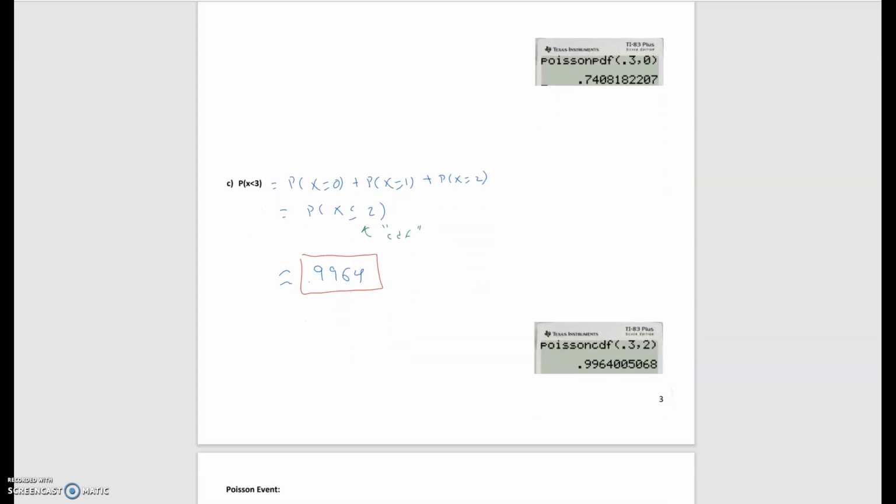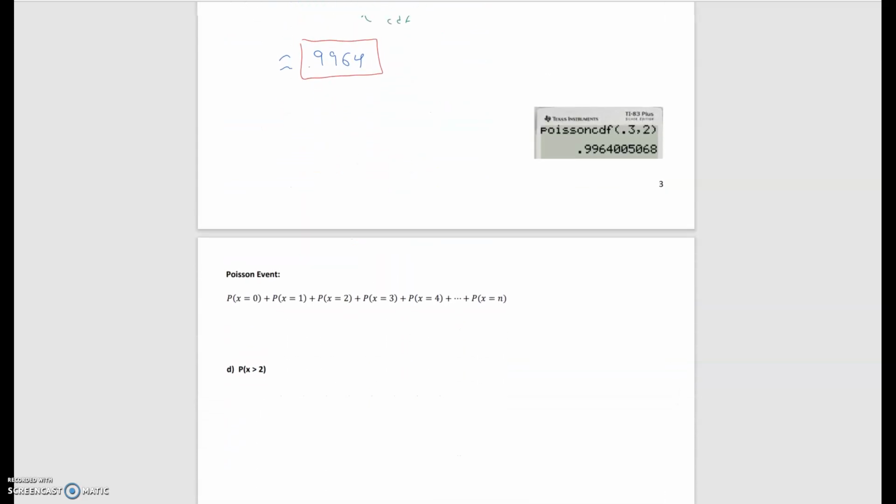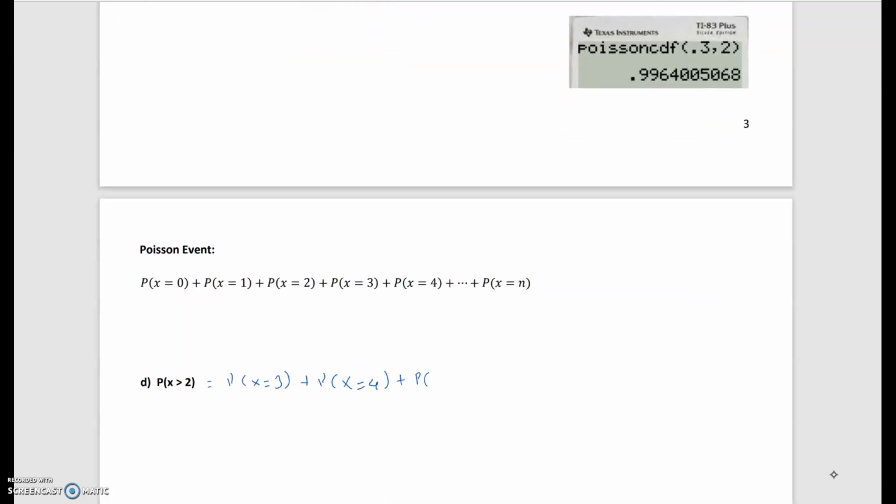Let's move on to one that's a little bit more tricky, and this is D. Now, let me write out what D is asking. D is asking for greater than 2, which within the Poisson means x is equal to 3 plus the probability of x is equal to 4 plus the probability of x is equal to 5. And then technically this event goes on indefinitely. So what they're trying to have us evaluate is all of these. This will represent the probability of x is greater than 2.